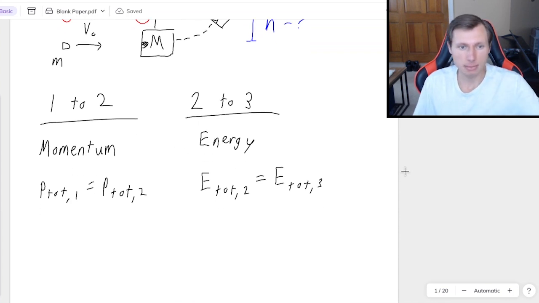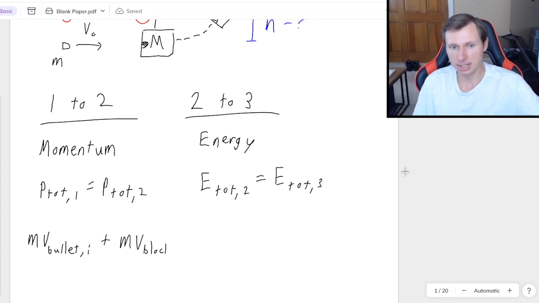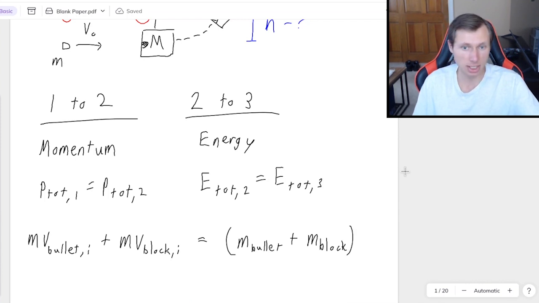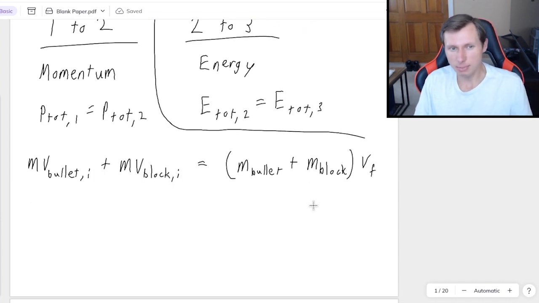So remember, momentum is mass times velocity. This is going to be mass times velocity of the bullet initial plus mass times velocity of the block initial equals mass bullet plus mass block, because they're stuck together, it's a perfectly inelastic collision, times their shared final velocity, which I'll just call VF. So this is the equation I'm using.